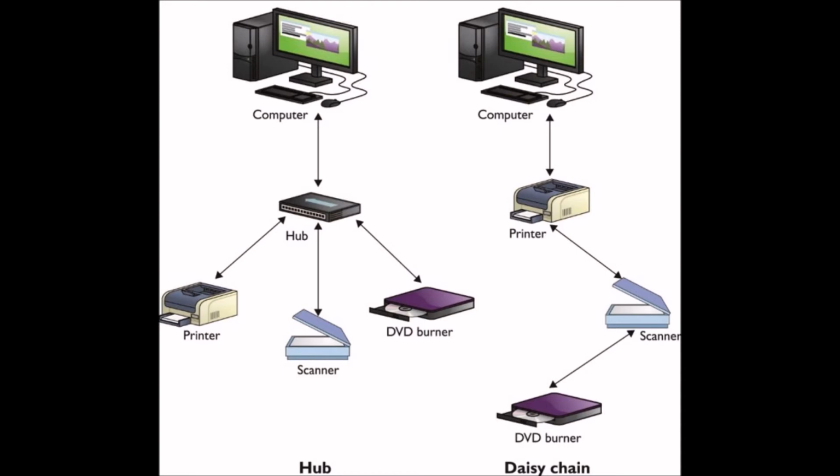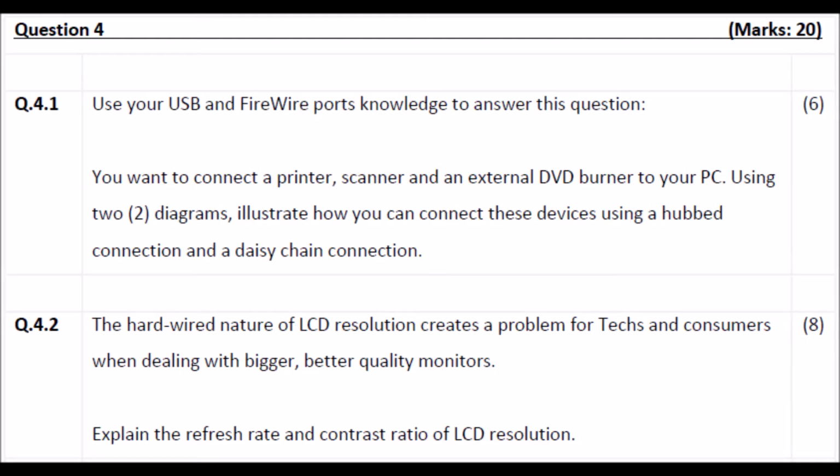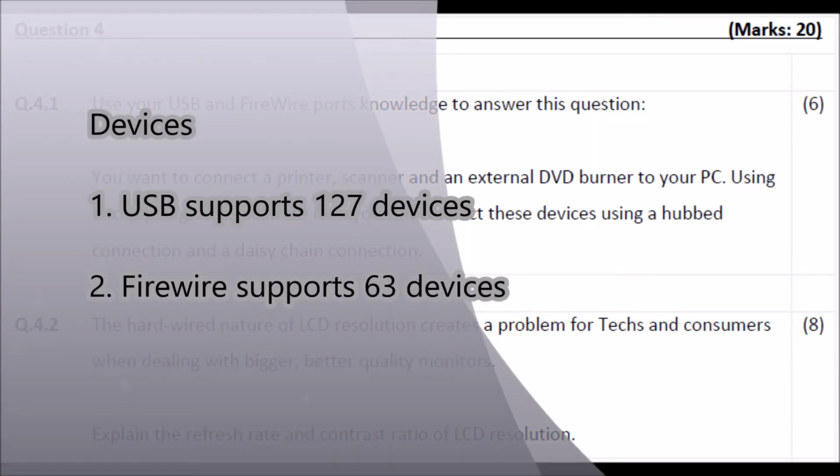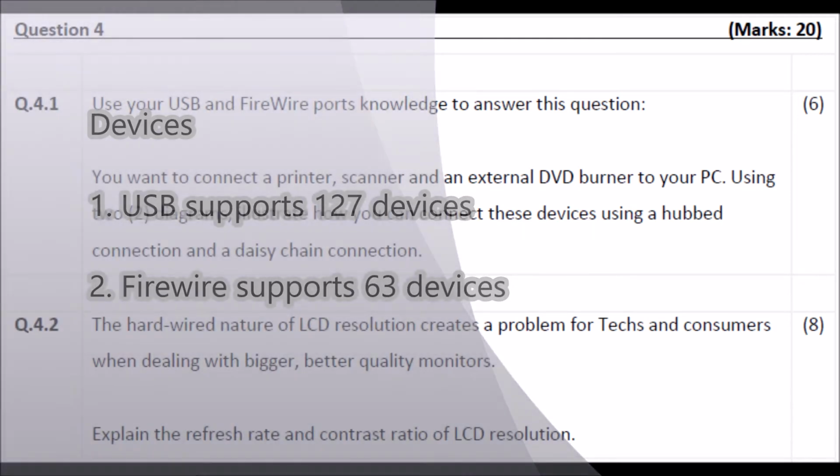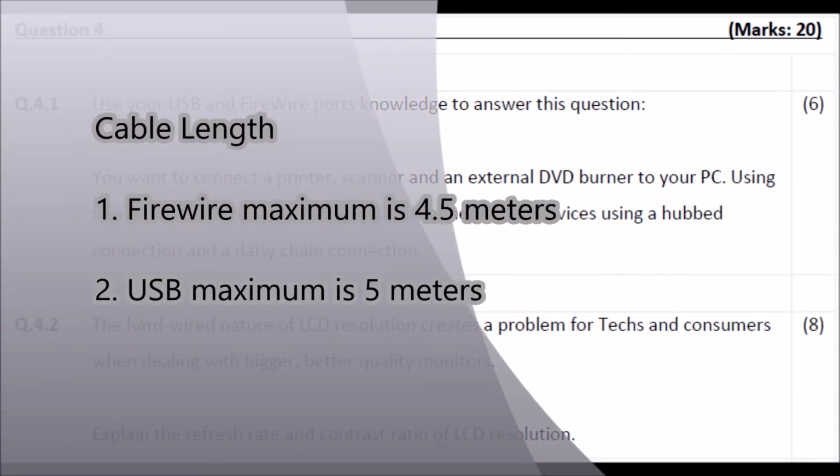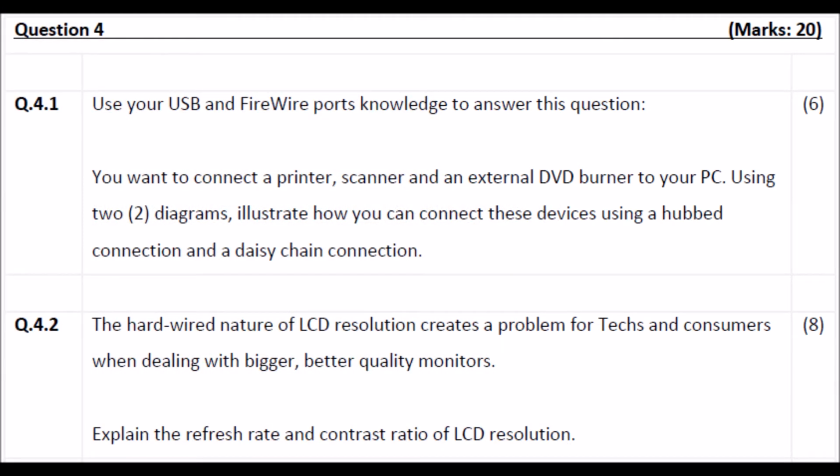I think it's also important to note the other differences between USB and Firewire, besides the actual speeds associated with connectivity. With USB, you're looking at support of up to 127 devices. On the other hand, with Firewire, you're looking at 63 devices. And when you look at cable length associated with these two distinctive architectures, Firewire has a maximum of 4.5 meters, and USB will have 5-meter configurations there. All right, so that's that for question number 4.1.